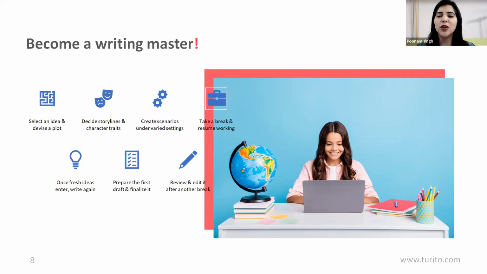Because here we are trying to make them understand how they are going to approach the examination. If they keep the same pattern, they will never come up with creativity in writing, in examinations, which is very important. So once a fresh idea enters, write again. That is what we follow. Prepare the first draft and finalize it. The most important part is to review and edit.